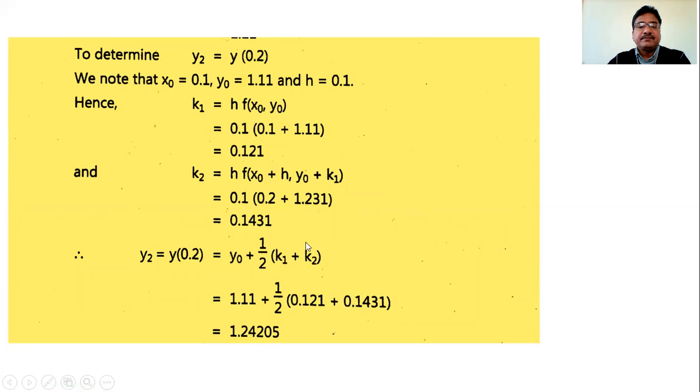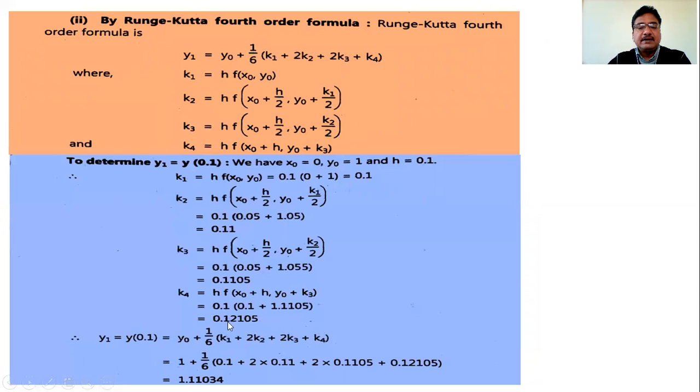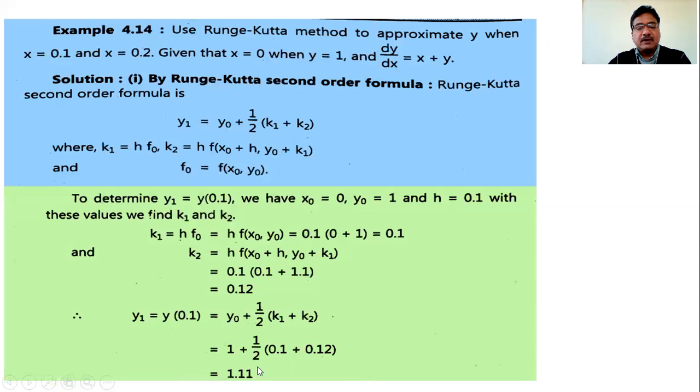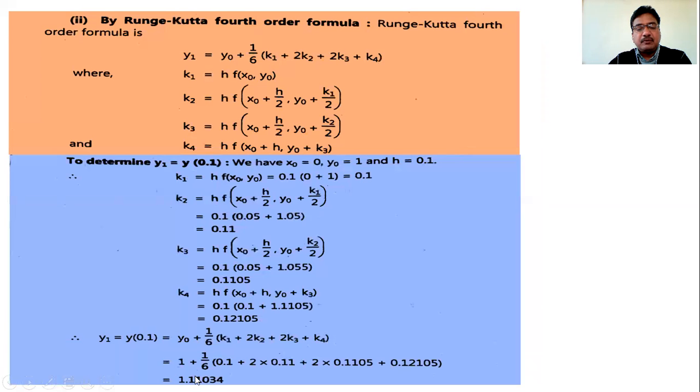And then we have the answer. K1, K2, K3, K4 are this, and substitute the values. We have this answer. That is y at 0.1. And this is the answer, y at 0.1: 1.11 by using the second order formula, and by the fourth order formula it is 1.11034. That is more accurate. We have a more accurate answer by using the fourth order formula.